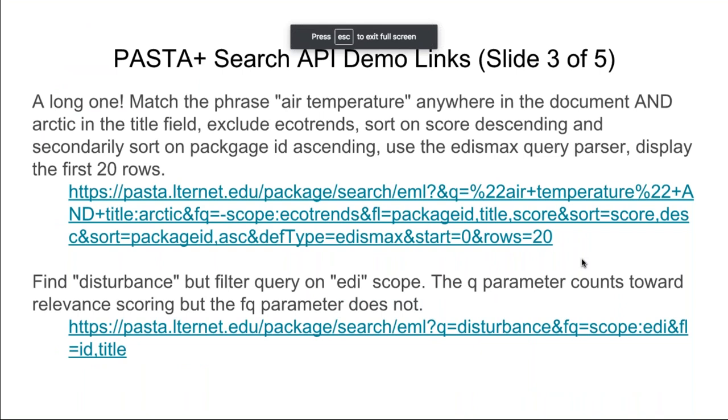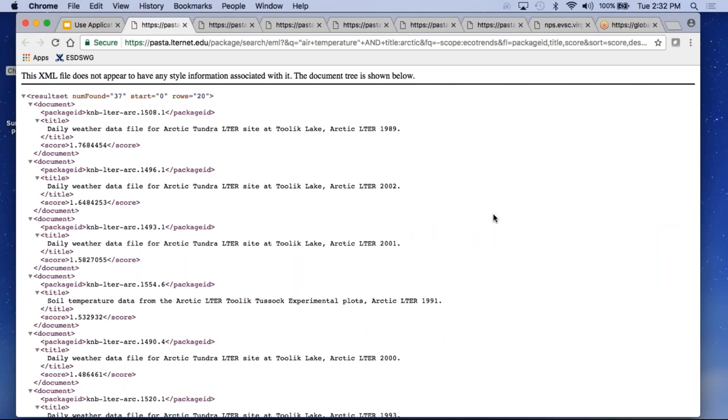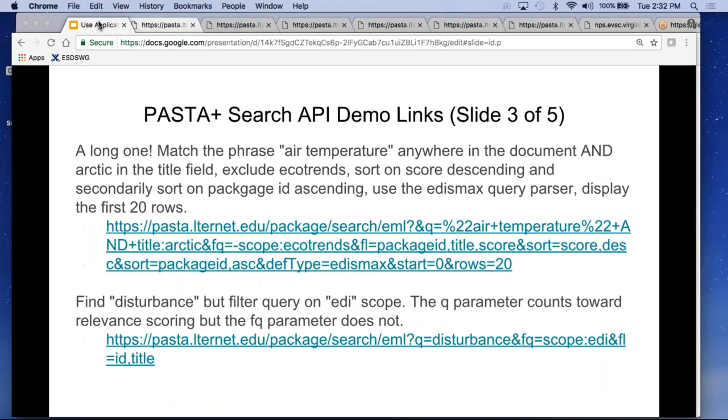Here's a long one. I think this is essentially the same one that I presented as my second example in the slides. And so we can go ahead and run it. I think I'm asking for 20 rows in this one. We had 37 matches. This was Arctic in the title, and air temperature matched anywhere else. And these are the results that were returned. And we can see the scores. So that first one with a score of 1.7 beat out all the others. They're ordered descending by score. And I believe if we were to scroll down, we'd see some ties, and then we'd see those ordered ascending by package ID.